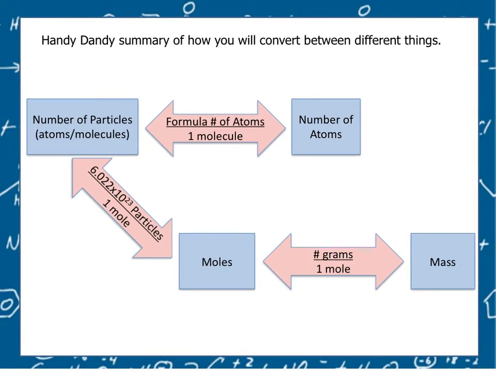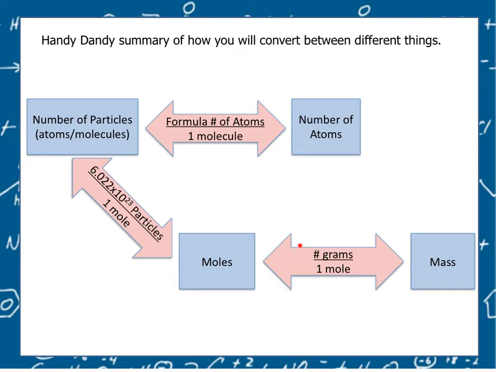So this is kind of a handy-dandy summary for the different quantities that we're going to be going between. I might start you out with mass, and if I start you with mass, the only place that you can go is moles. I might start you with atoms, and the only place that you can go is number of particles. And then kind of the go-between that links atoms and mass are moles. And so this is handy because it shows you the ratio that you need to use for your dimensional analysis.